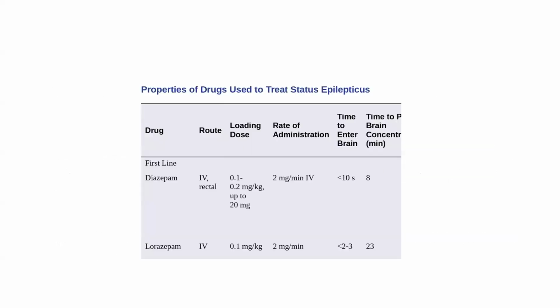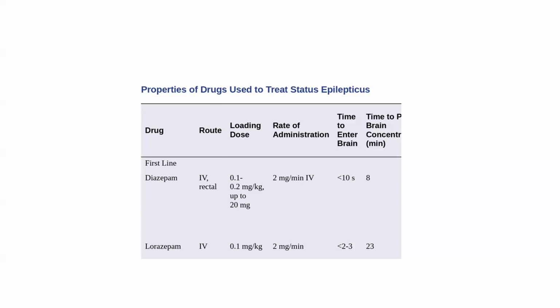Now, the properties of the drugs. This table is describing the drugs that we are using in the termination of seizures. So first-line drugs are diazepam and lorazepam. Diazepam can be administered by two routes, IV and rectal. The loading dose of diazepam is 0.1 to 0.2 mg per kg. We can administer up to a maximum of 20 mg, and the rate of administration is 2 mg per minute.